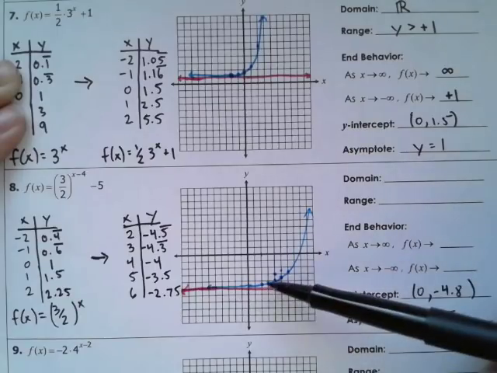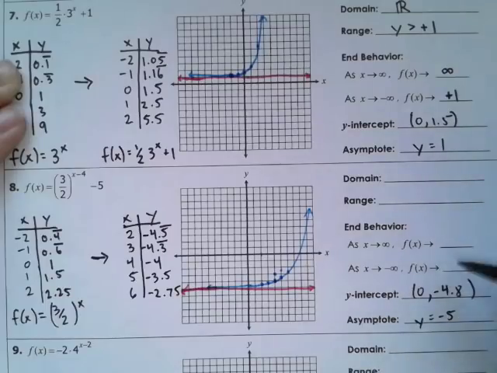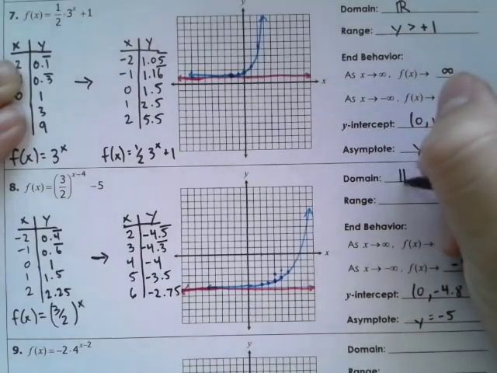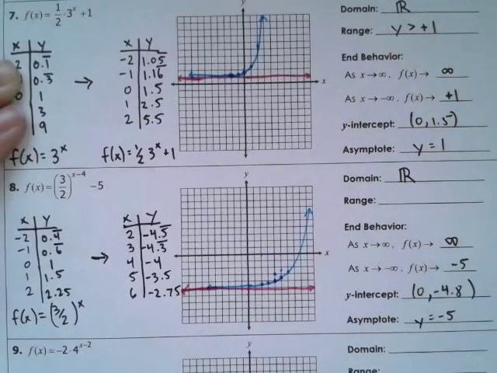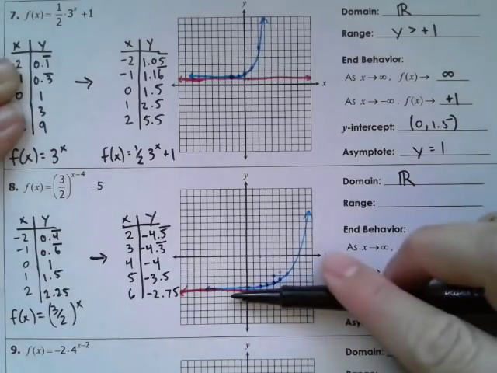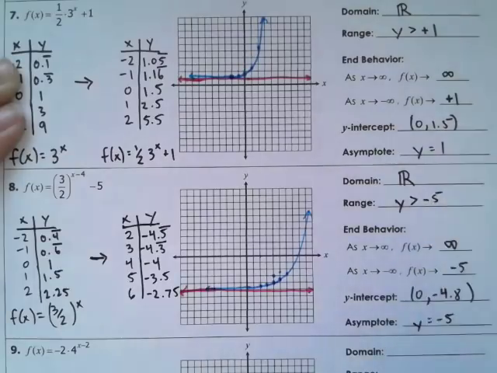As x goes towards negative infinity, again, this function gets closer and closer and closer to my asymptote, so f of x approaches negative 5. As x goes towards positive infinity, this f of x is going to approach infinity. My domain, there's no restriction to what x I can plug in, so it's all real numbers. And then my range is from that asymptote going up, so it's all y's greater than negative 5.